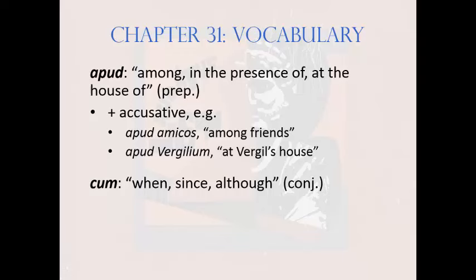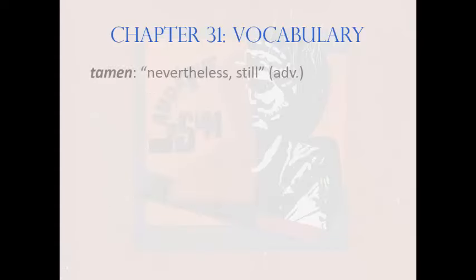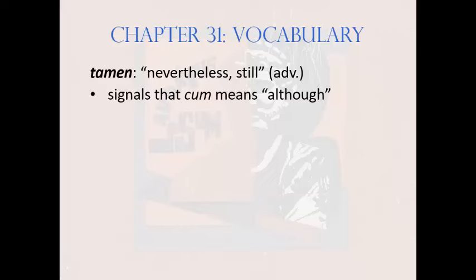Next is cum, the subordinating conjunction introduced above that means when, since, or although. The clause it starts usually contains a subjunctive verb. And when there's a tamen in the main sentence, the Latin adverb meaning nevertheless or still, the cum in the cum clause assumes the sense although. Tamen is technically postpositive. That is, it comes second in its sentence, although it can come first when the cum clause serves as the first element.